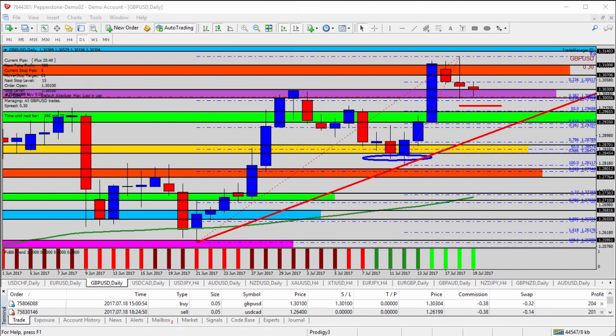In a moment, we'll be taking a look at the USDCAD, the US dollar versus the Canadian dollar, for today's trade analysis. But first, I want to recap the trade suggestion made yesterday on the GBPUSD, the Great British Pound versus the US dollar.